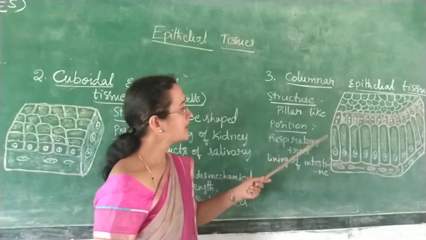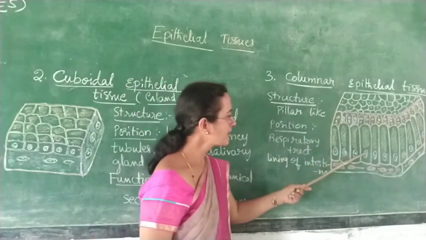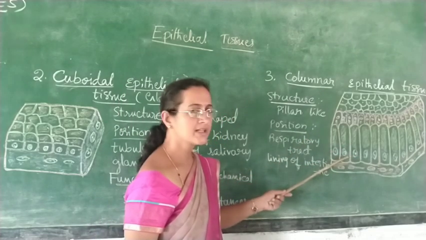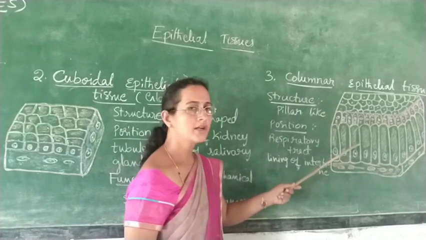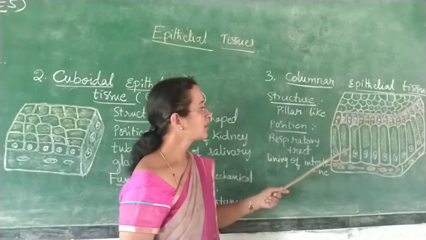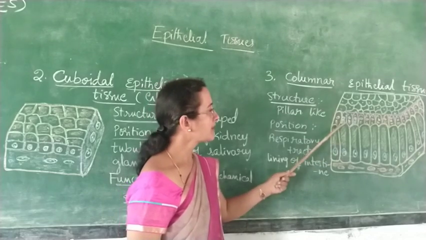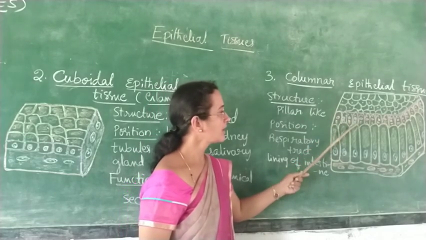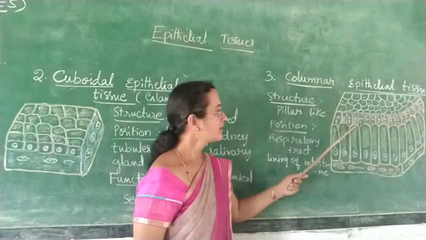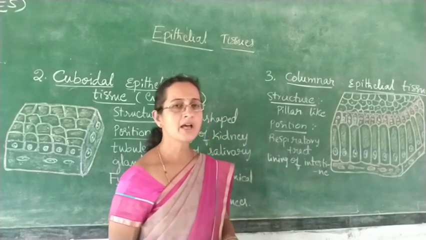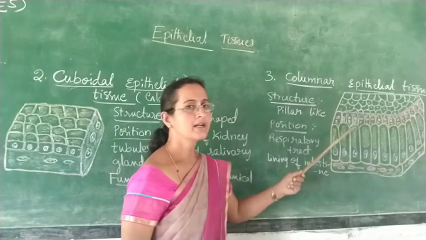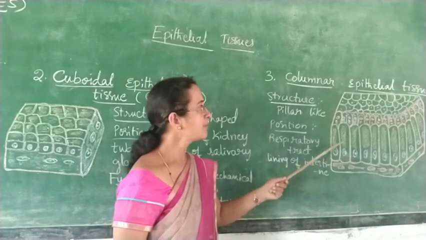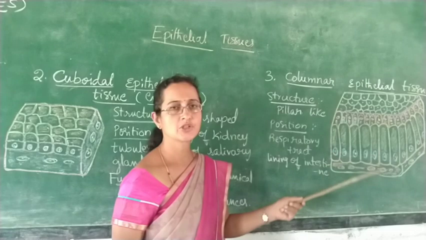You are seeing the pillar-like cells here with a nucleus present at the basal region with a basement membrane, so no intercellular spaces. If they have thread-like structures at one end of the cell, they are called ciliated columnar epithelial cells. If they don't have those cilia, it is called simple columnar epithelial tissue.